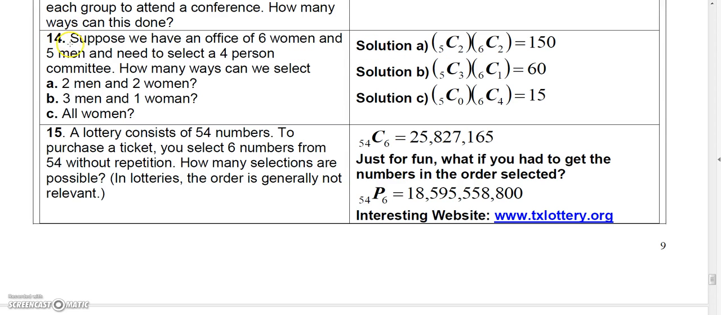I'll leave 14 for you to read, but let me quickly talk about 15. A lottery consists of 54 numbers, and you have to choose 6 without repetition. So the number of ways this can be done would simply be 54 choose 6, which is 25,827,165. And if repetition was allowed, it would be a much larger number. So that's all I have for this section, and I'll move on to probability.